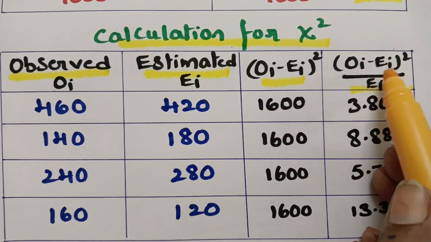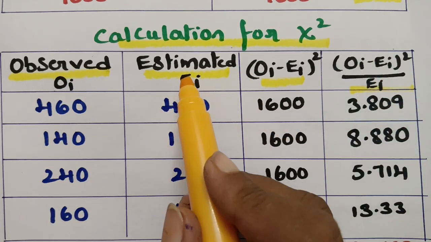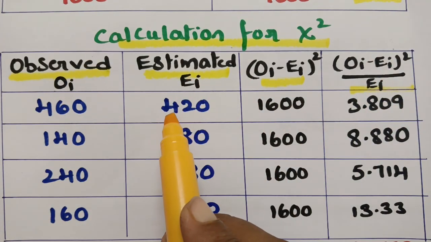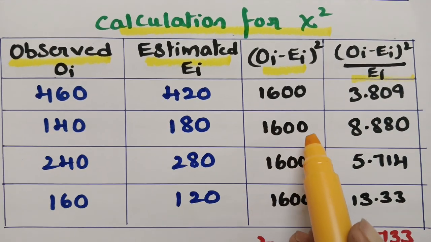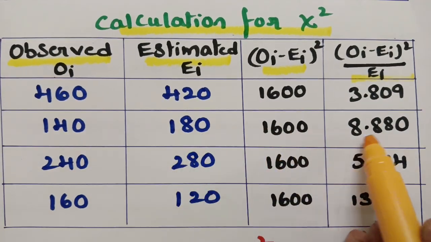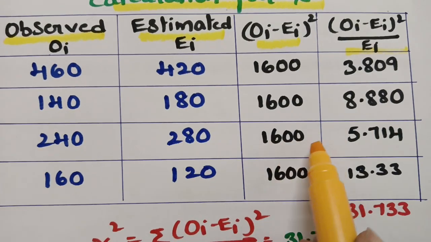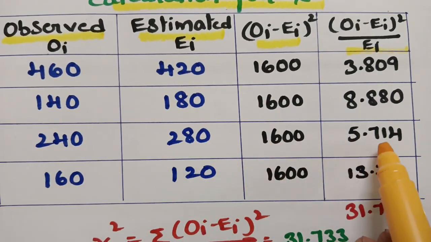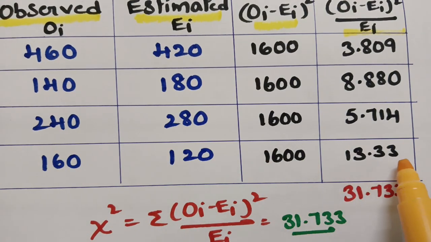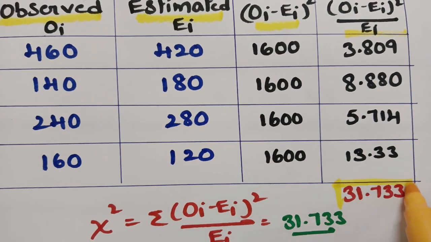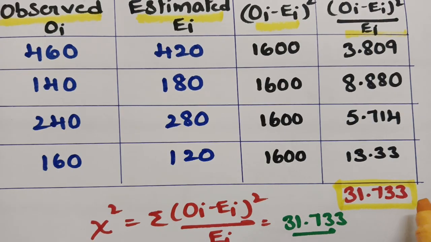Now here, Oi minus Ei whole square by Ei. So this is Ei. 1600 divided by 420 is 3.809. 1600 divided by 180 is 8.880, and 1600 divided by 280 is 5.714, and 1600 divided by 120 is 13.33, and here is the grand total, that is 31.733.